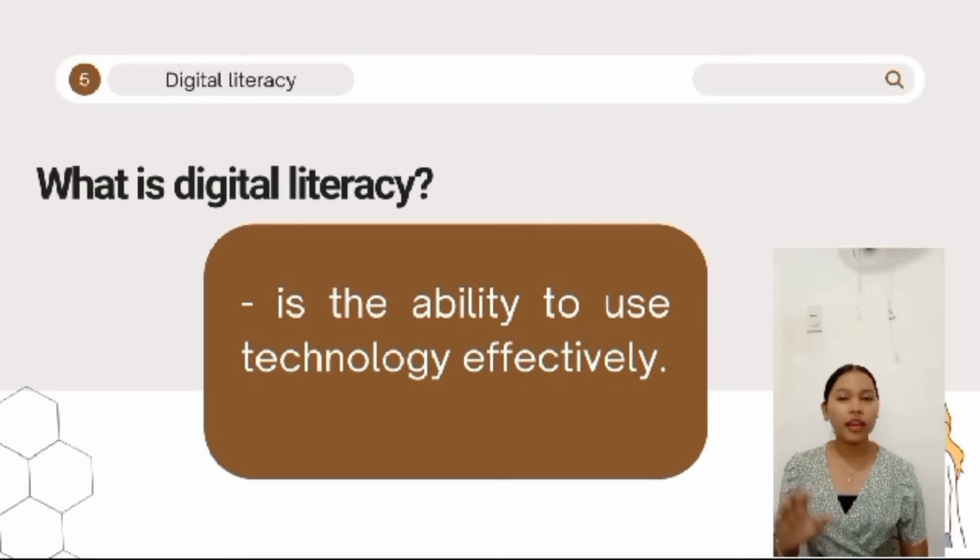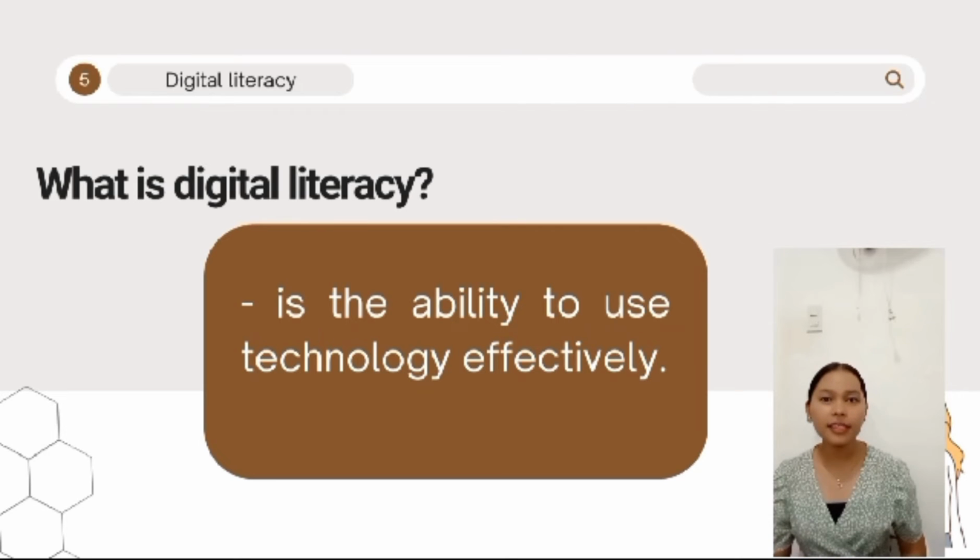For example, digital literacy includes skills like sending an email, using social media responsibly, or searching for reliable information in online platforms. So imagine needing to write a report for school. Digital literacy would involve researching online, organizing your findings in a document, and using tools like Google Docs or Microsoft Word to format and share it.